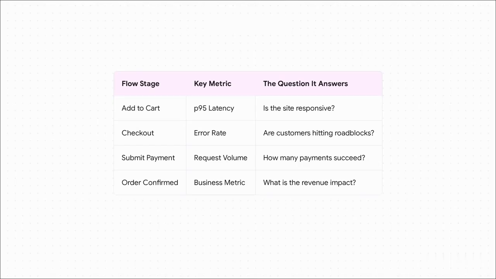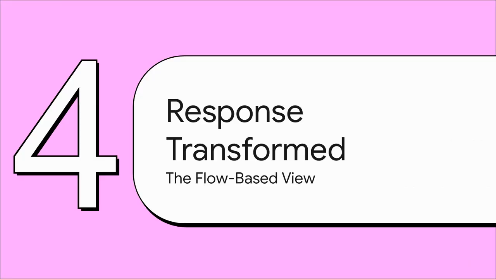And this is where it all clicks into place. Look at this. We're mapping our key metrics to each stage of that checkout flow. So for add to cart, notice we really care about latency. Is it snappy? Does it feel fast? But then when a user goes to submit payment, we're way more interested in the raw volume of successful requests. How many payments are we processing per minute? And then, of course, for order confirmed, we can tie it directly to a business metric, tracking real-time revenue. See how that works?